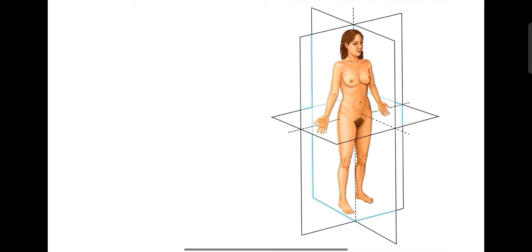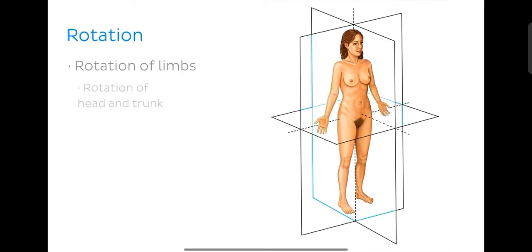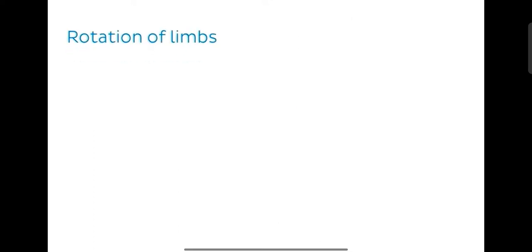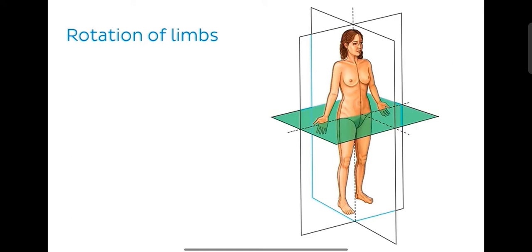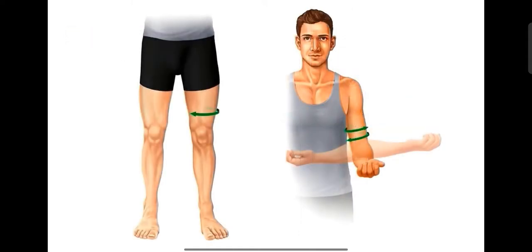Rotation differs slightly in different areas, so we'll split it into rotation in the limbs and rotation in the head and trunk. We'll talk about the limbs first. And highlighted here in green, we see the transverse plane, which is the third major body plane. Rotation is a movement around an axis or fulcrum in the transverse plane. This is the same for limbs and for the head and trunk in the anatomical position.